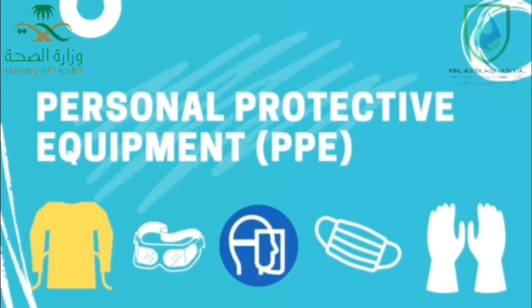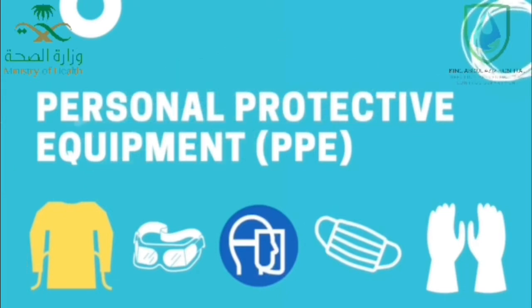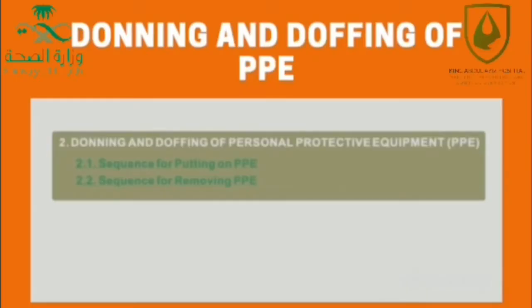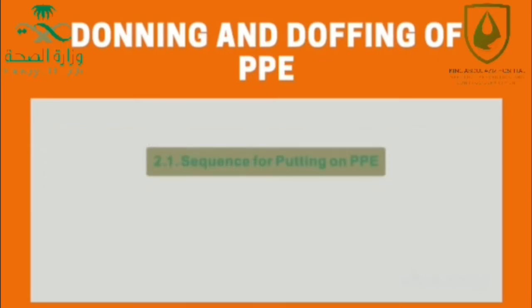Gloves, gowns, surgical masks, eye goggles, face shield, and respirator masks are all examples of PPE that may be worn in the provision of healthcare. Donning and doffing of personal protective equipment, or PPE. First, sequence for putting on personal protective equipment, or PPE.